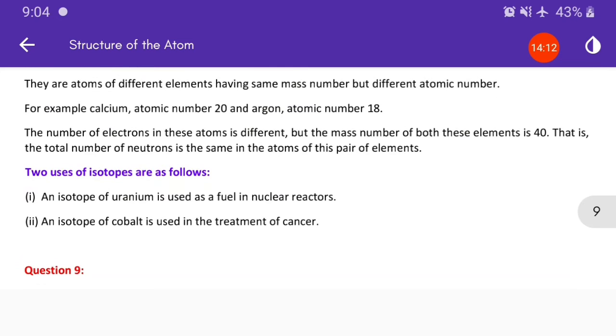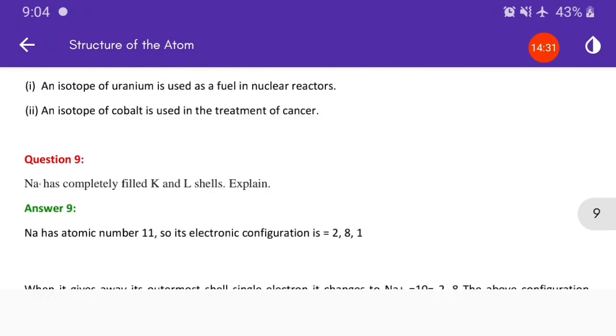Two uses of isotopes are: an isotope of uranium is used as a fuel in nuclear reactors. An isotope of cobalt is used in the treatment of cancer. So that is the use of isotopes.